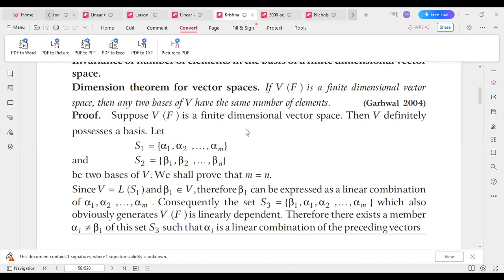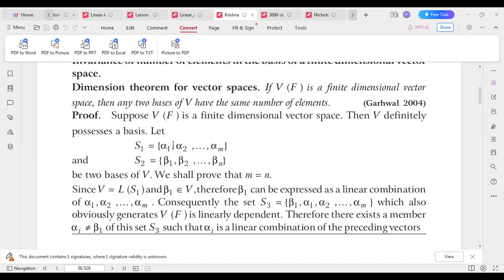Now another one, the dimension theorem for a vector space. If B is a finite dimensional vector space, then any two bases of B have the same number of elements. Suppose B is a finite dimensional vector space, so B definitely possesses a basis. Let S1 equal alpha 1, alpha 2, up to alpha m, and S2 be beta 1, beta 2, up to beta n. If these are two bases of B, we shall prove that m equals n.